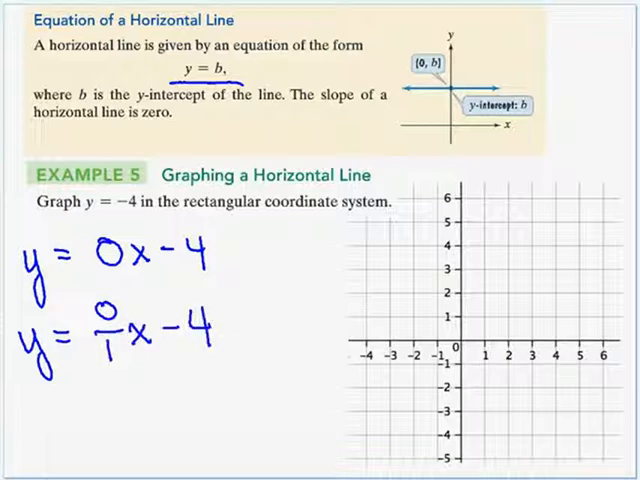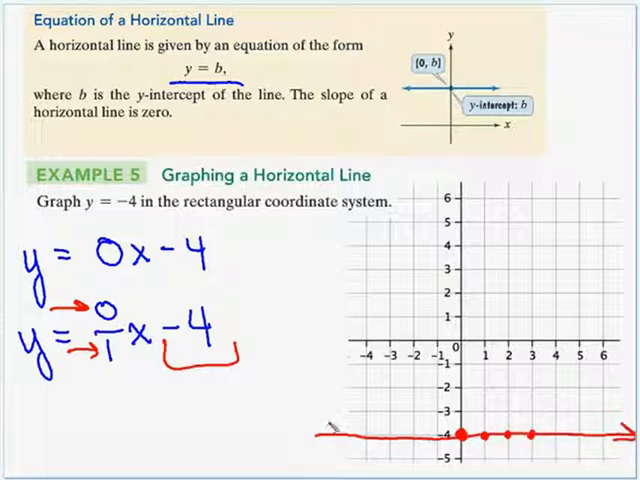So here it might be easier to see this does tie in nicely with slope-intercept form. Y-intercept down at negative 4. And then our slope is 0 over 1, or rise none, run 1. So we're not going to go up at all and just run 1, run 1, run 1.